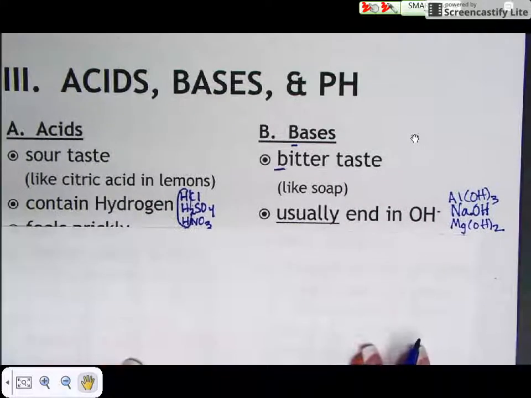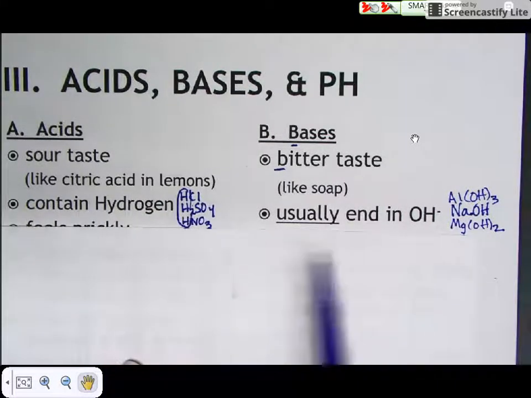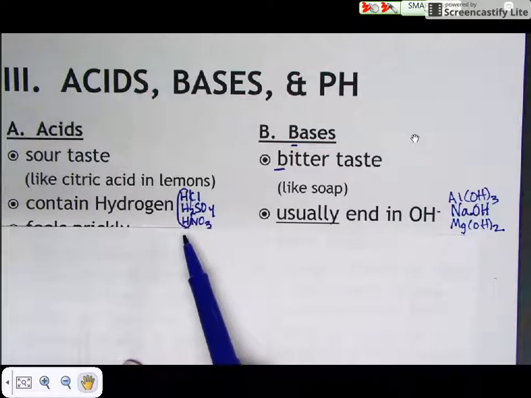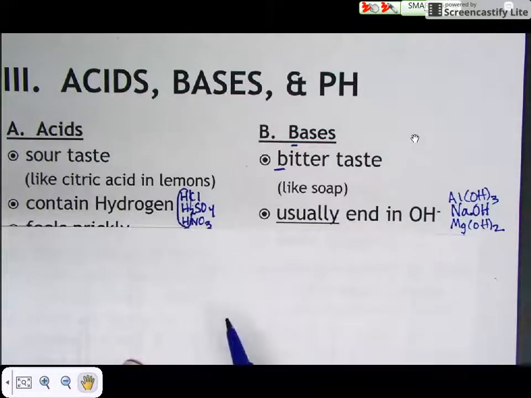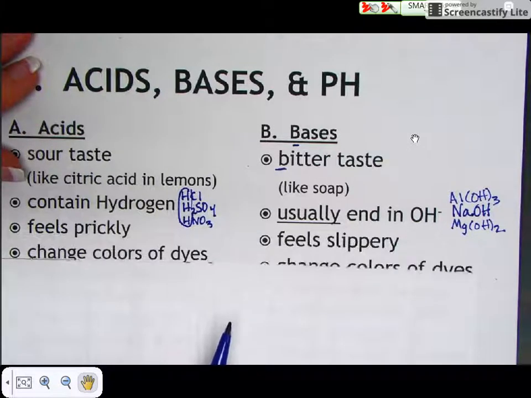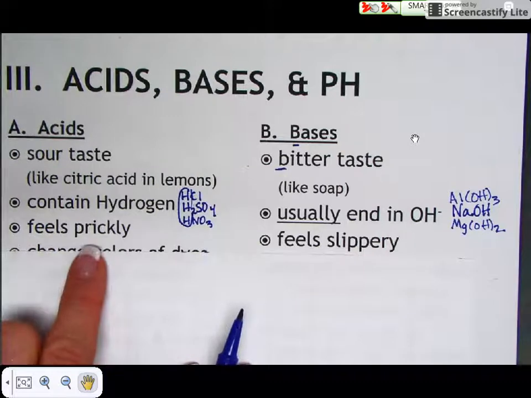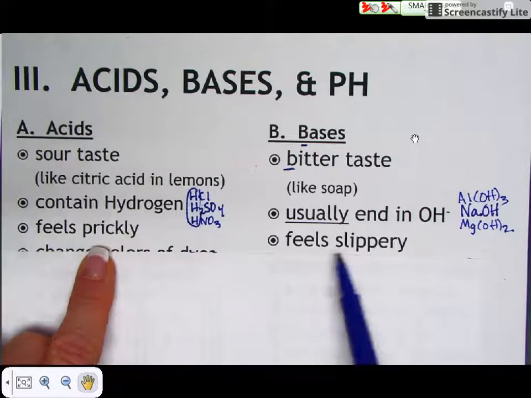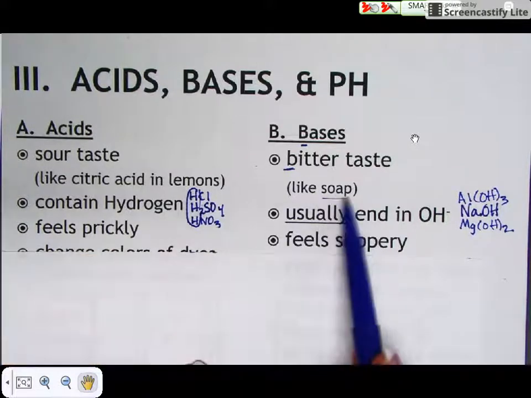What you will notice is that the characteristics of acids versus bases are opposite from one another. Acids taste sour, bases taste bitter. Acids contain hydrogen in the beginning of their formula, while base formulas will typically end in OH. If you get some acid on your skin, it'll feel kind of tingly or prickly to the touch. However, bases feel very slippery, just like soap. They taste like soap, not very tasty.